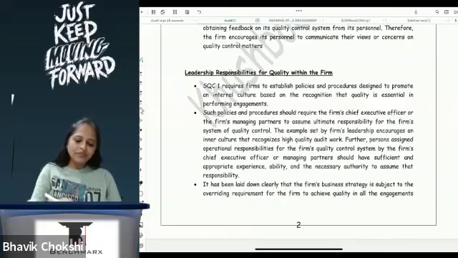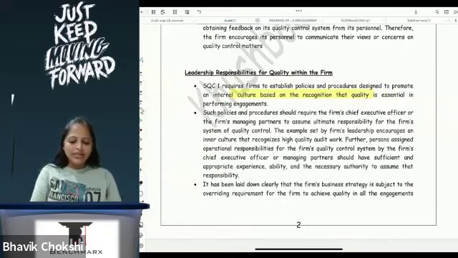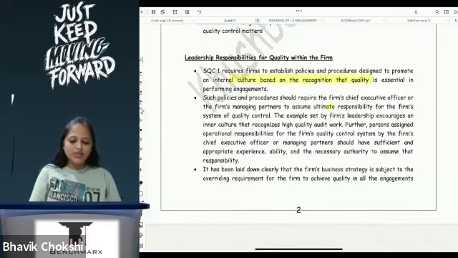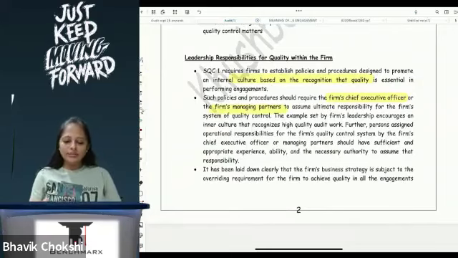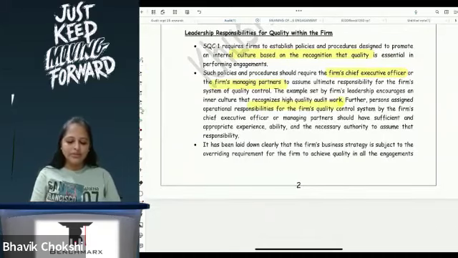That you should have an internal culture based on the recognition that quality is essential. Such policies and procedures require the firm's chief executive officer or the managing partners to assume ultimate responsibility for the firm's system of quality control. The example set by the leader encourages high quality audit work. The person assigned with responsibility by the firm's chief executive or managing partner should have sufficient and appropriate experience, the ability, and the necessary authority to assume that responsibility.